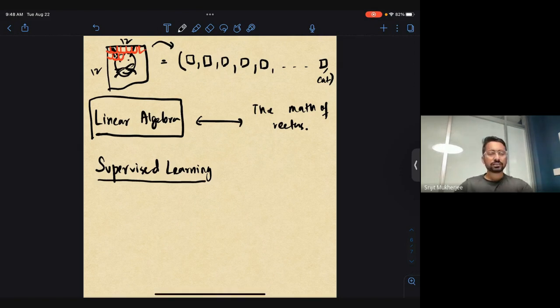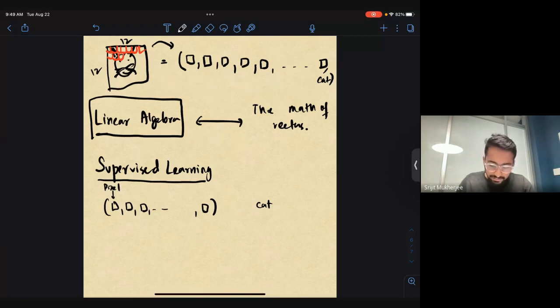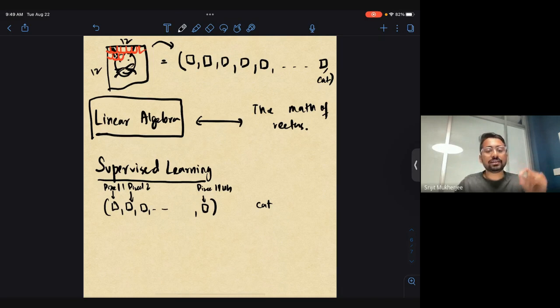What is supervised learning? Understand it very carefully. Okay, focus. What is supervised learning? So let's take this cat example. You have this vector, and there is another column of cat. This is the first pixel. This is the data of cat, right? Pixel 1, this is pixel 2, this is pixel 144. That is the data of that intensity. This is cat. This is the response that we are going to teach you.